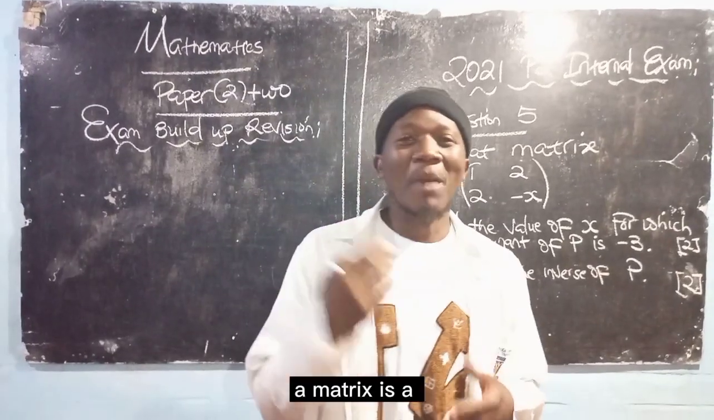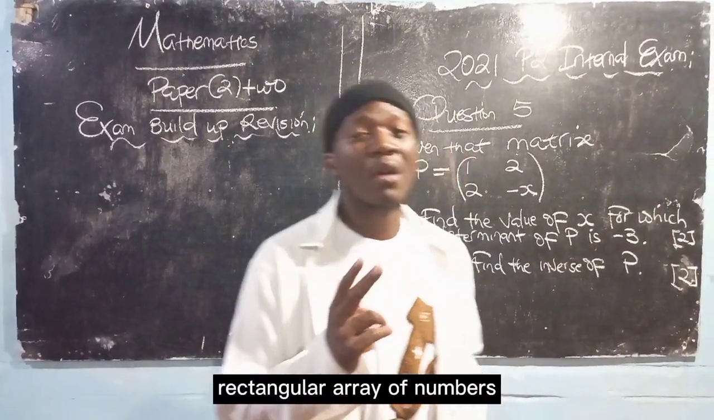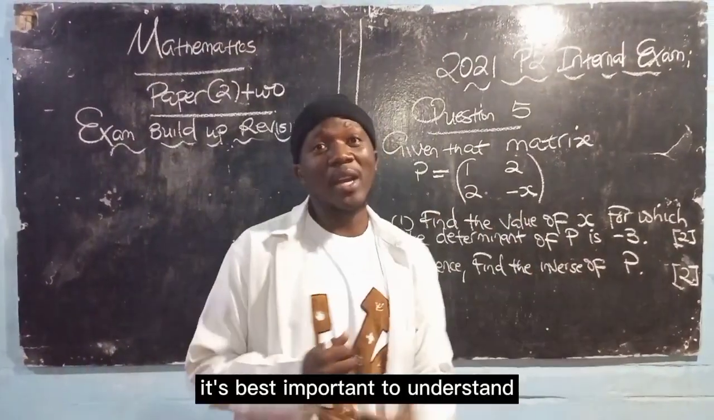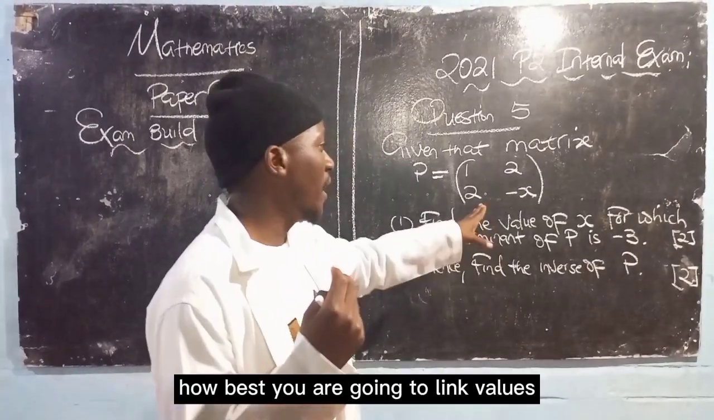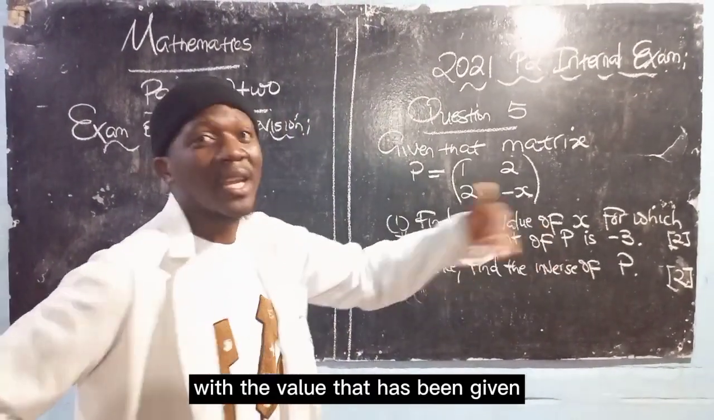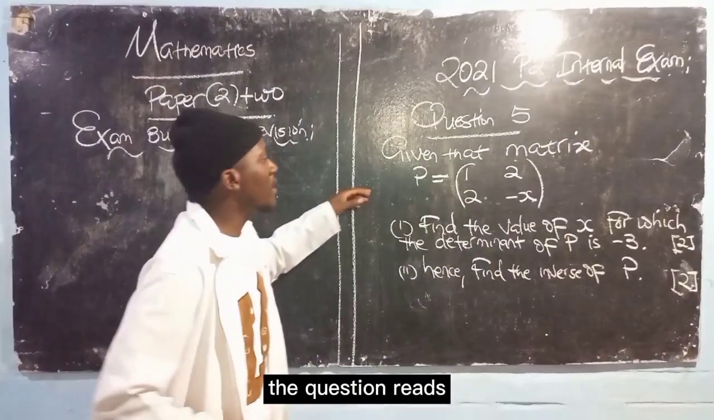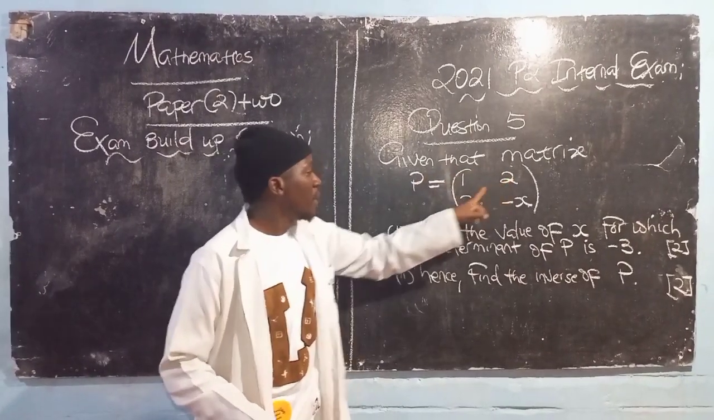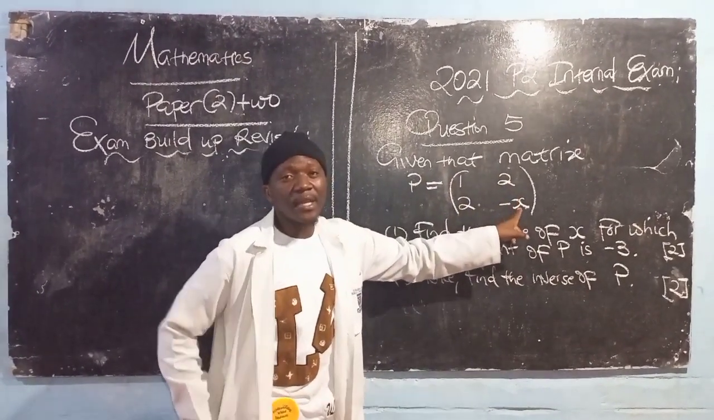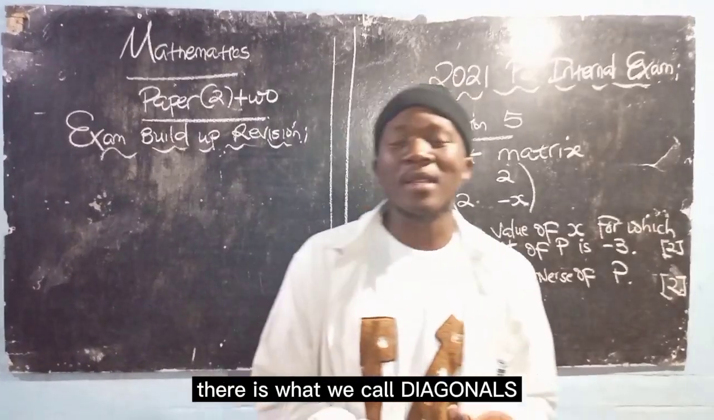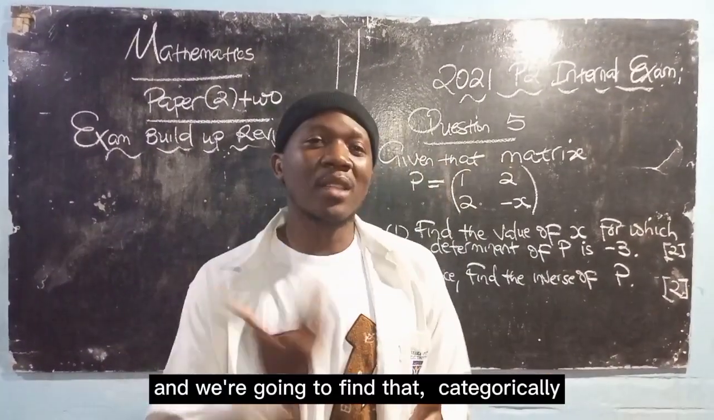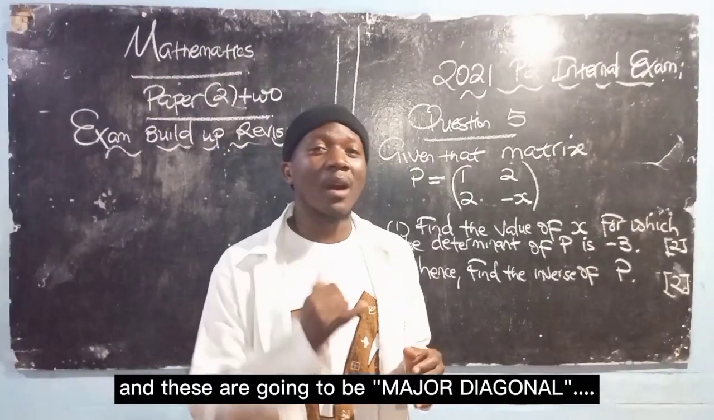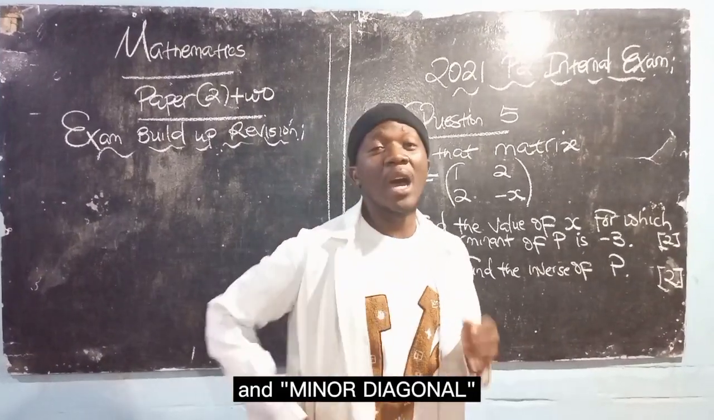And all in all, a matrix is a rectangular array of numbers, and when you talk about a determinant, it's important to understand how best you are going to link the values with the value that has been given. Let's begin. The question reads, given that matrix B equals 1, 2, 2, and negative x, there is what we call diagonals. And categorically in a matrix, you're going to have two types of diagonals, and these are going to be major diagonal and minor diagonal.